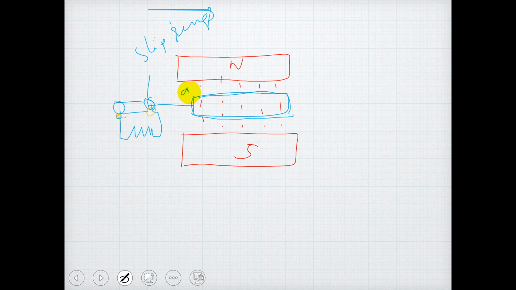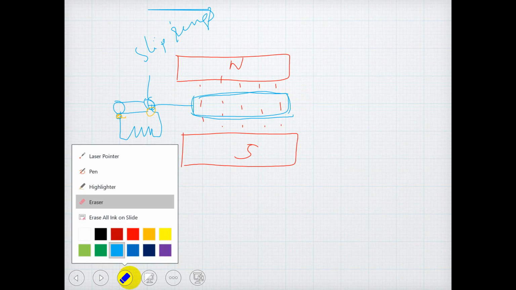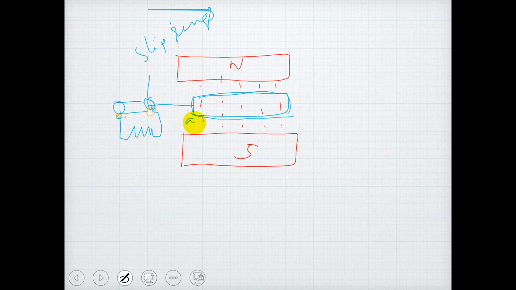Let us name this side as A and B and this side as C and D. So this is the A, B side, and this one is C and D. This coil is made to rotate on its own axis. The center line is called the axis of this rectangular coil. So this is made to rotate on its own axis.